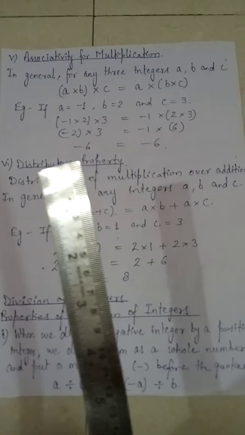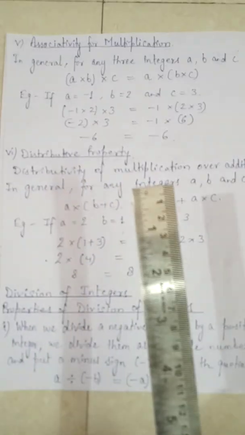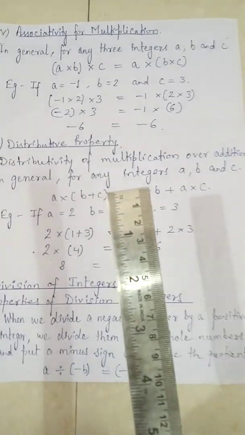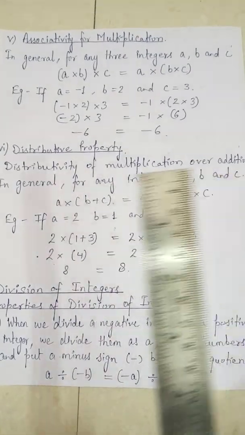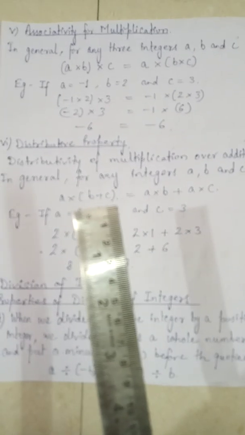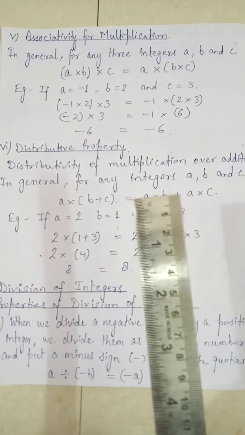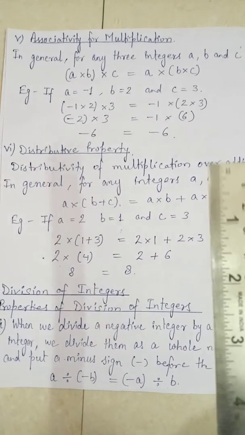The next subheading is distributive property. Distributivity of multiplication over addition. In general, for any integers a, b and c, the property is a multiplied by bracket b plus c equal to a multiplied by b plus a multiplied by c.